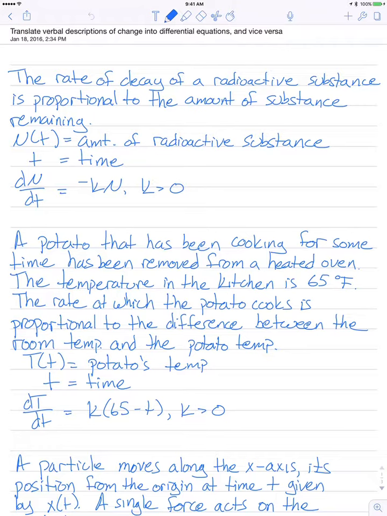So in the vein of differential equations being models for things in the real world, one of the most important skills you can develop is to be able to take a verbal description of change, something that's going on in the real world, and translate that into a differential equation, and also go the other direction, interpret a differential equation just by looking at it to see what it's saying about the system that it describes. But we're going to focus on the first part, which is to translate descriptions of change into differential equations. And we're just going to do some examples to get you rolling.